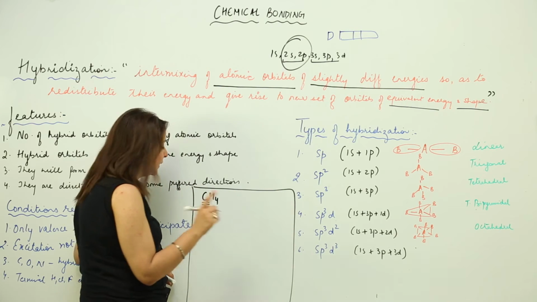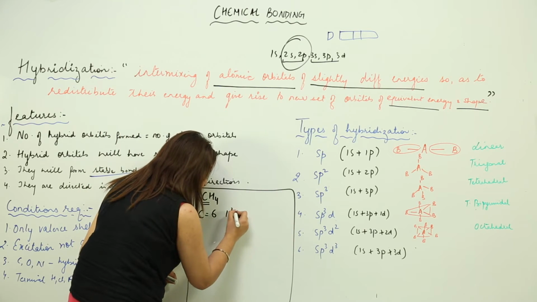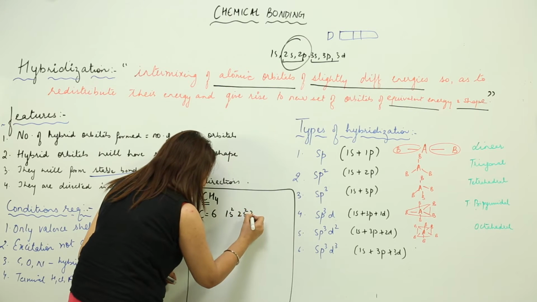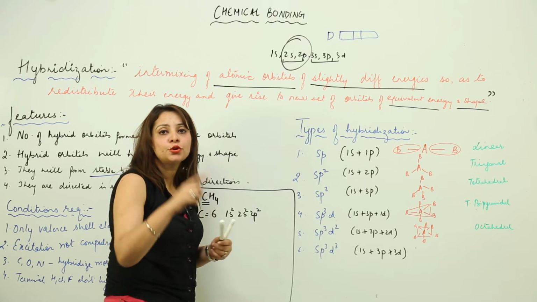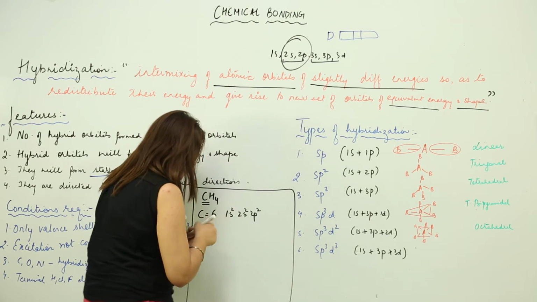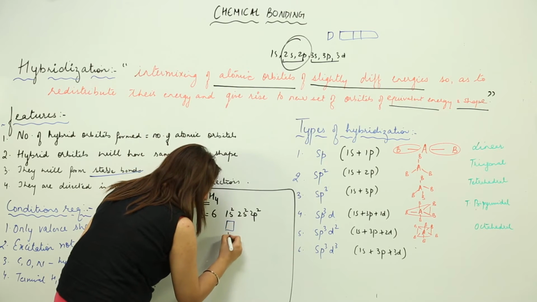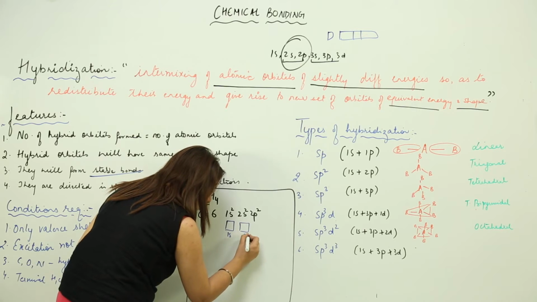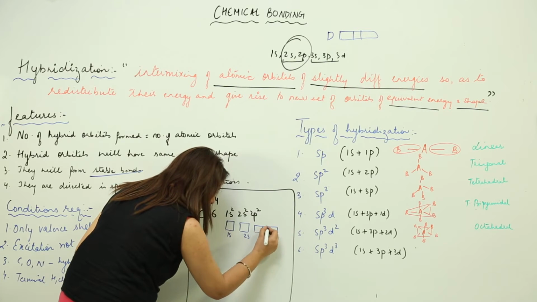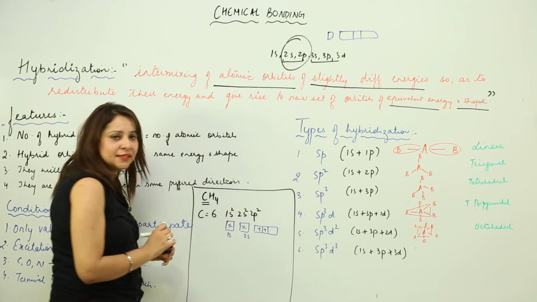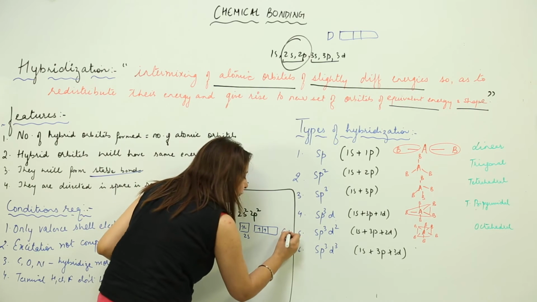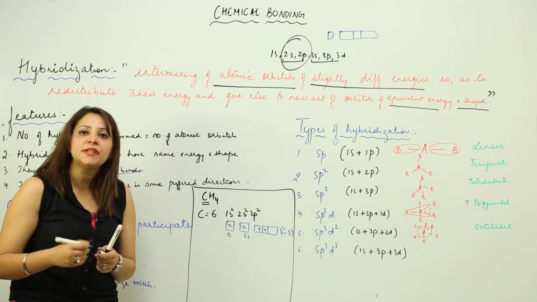So I am going to write the atomic number for it. It is 6. Now I will write the configuration: 1s2, 2s2, 2p2. I am going to draw the orbitals to show how the electrons are present. So we have this 1s, we have this 2s, and we have this 2p. Likewise, these are present. So that is the ground state configuration. We say that this is the ground state configuration.